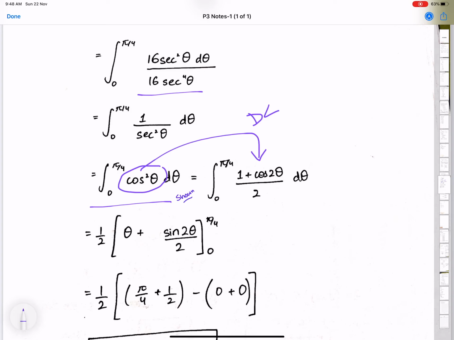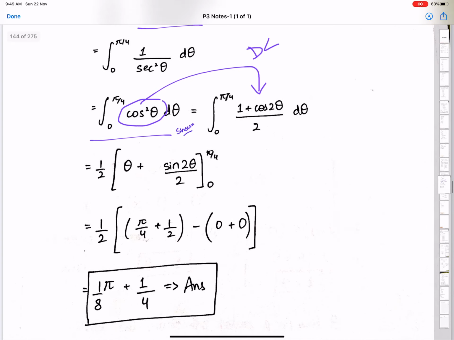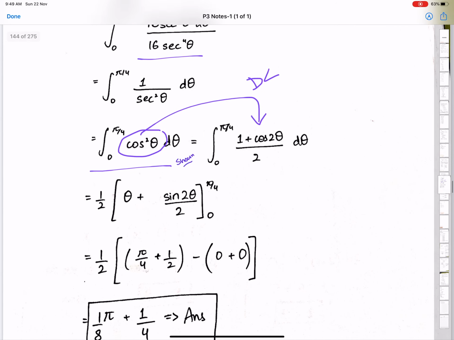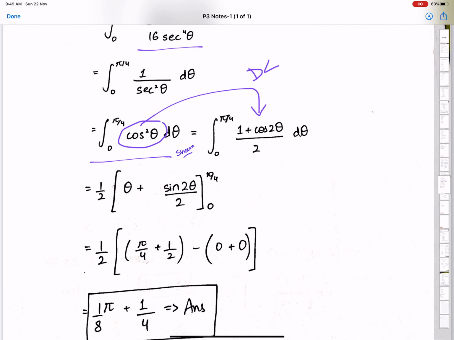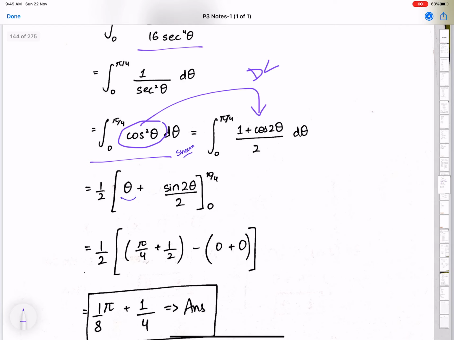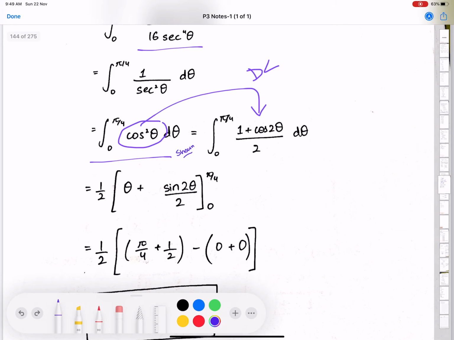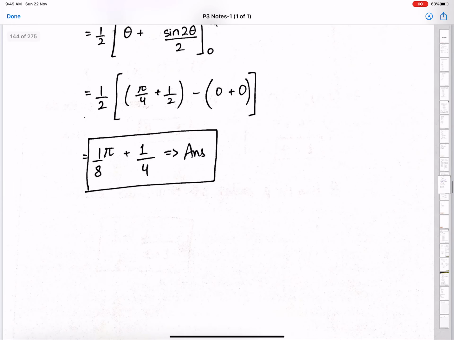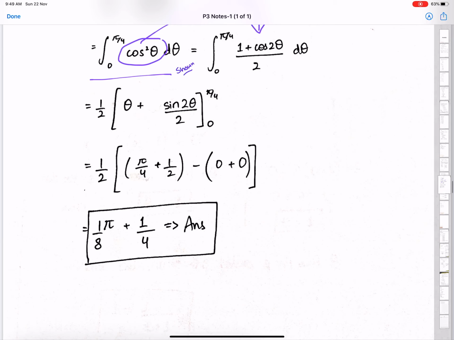Now we just need to integrate this. Since we have already done the integration of even powers of cos and sine, we can easily integrate this by using the double angle formula. So by using the double angle formula, we have 1 plus cos 2 theta upon 2. You need to bring this 2 outside the integral to make the integration simple. So 1 will become theta, cos 2 theta will become sine 2 theta upon 2, and finally you will get your exact value of this integral, which is pi upon 8 plus 1 upon 4.